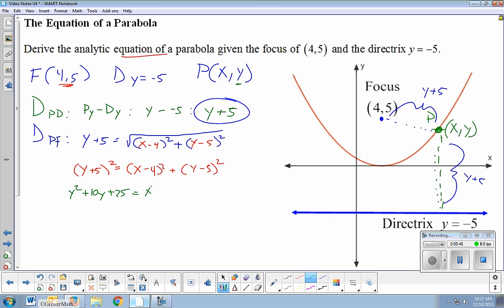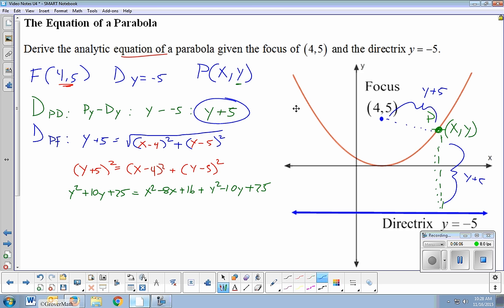This one's going to be x squared, and if I take the two terms times each other doubled, it is negative 8x. And square the back is plus 16. It's always plus on the back end because anything squared is positive. Plus y squared, times each other doubled is negative 10y, plus 25.